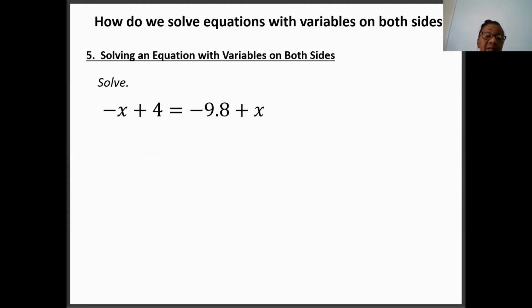Now notice, we can work with integers too. We have negative x plus 4 is equal to negative 9.8 plus x. Come on, you have 3 minutes. You have 3 minutes to complete. Remember, we're working with time. We have a certain amount of time to get out of this class.